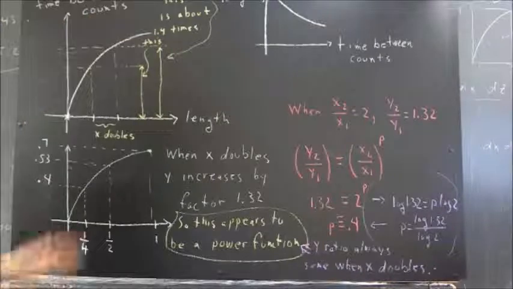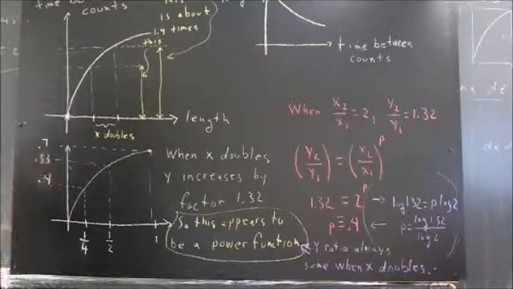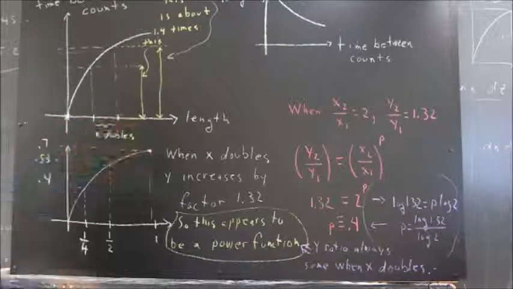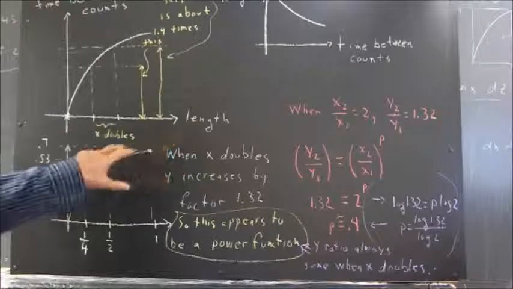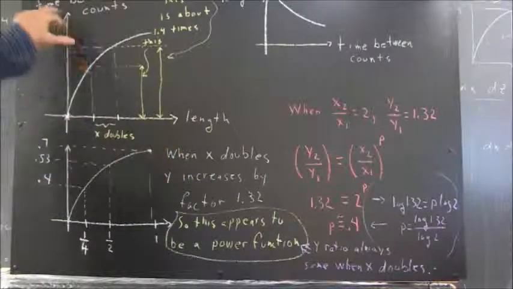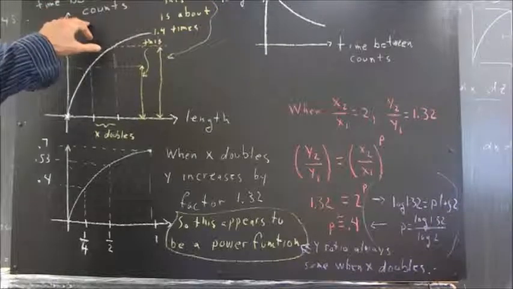see if we have a constant ratio of y values when the x value doubles. That is, when the length, which is the x value, doubles, do we always have the same ratio of the times between the counts? Now let's see what that means.